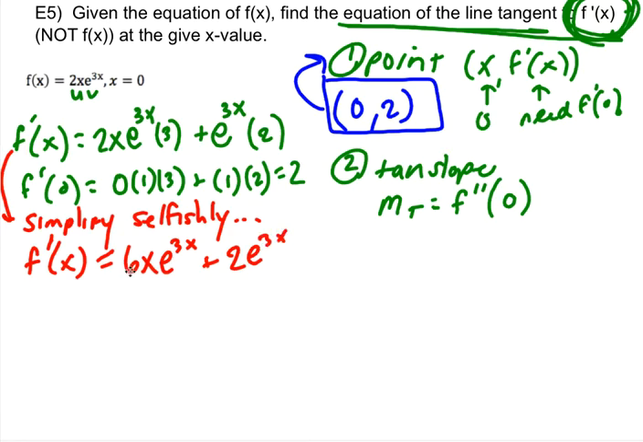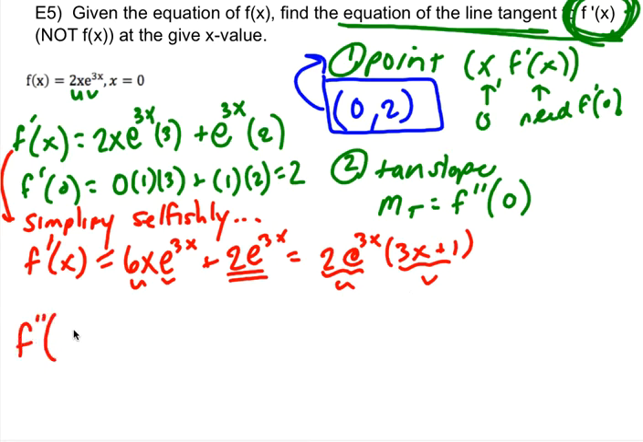Now, it's up to you. You can either do this as a product with the 6x being your u and the e to the 3x being your v, or you could factor this out if you want. You could take out a 2 e to the 3x, and what you'd be left with is a 3x plus 1, and then you could treat this as your u and this whole thing as your v. You're either doing it as a product rule here and a normal function here, or you're doing it as a big product. It really doesn't matter which one you pick.